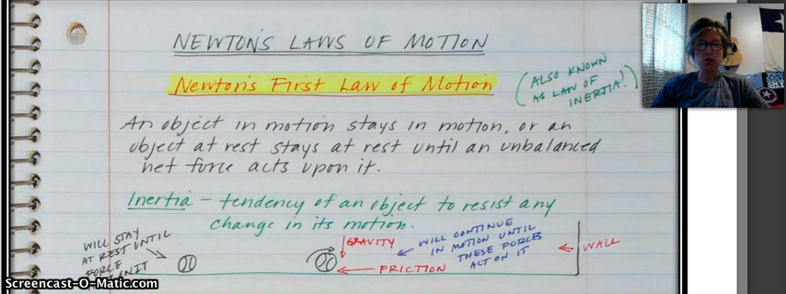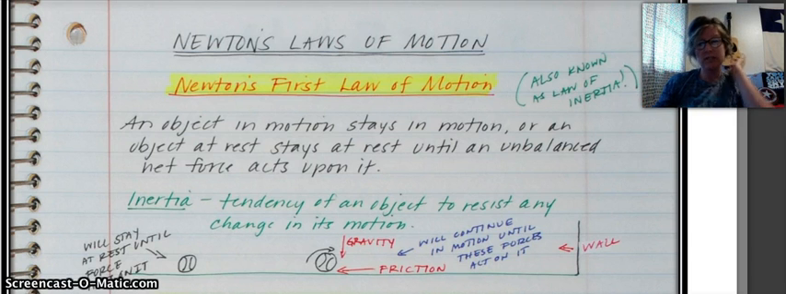The first law of motion, which is also known as the law of inertia, is an object in motion stays in motion, or an object at rest stays at rest until an unbalanced net force acts upon it. So, for instance, if you have a ball, it's going to just sit on the floor or on the countertop until something comes along and moves it. So, there's a force, say a hand, that hits the ball and creates motion in that ball.